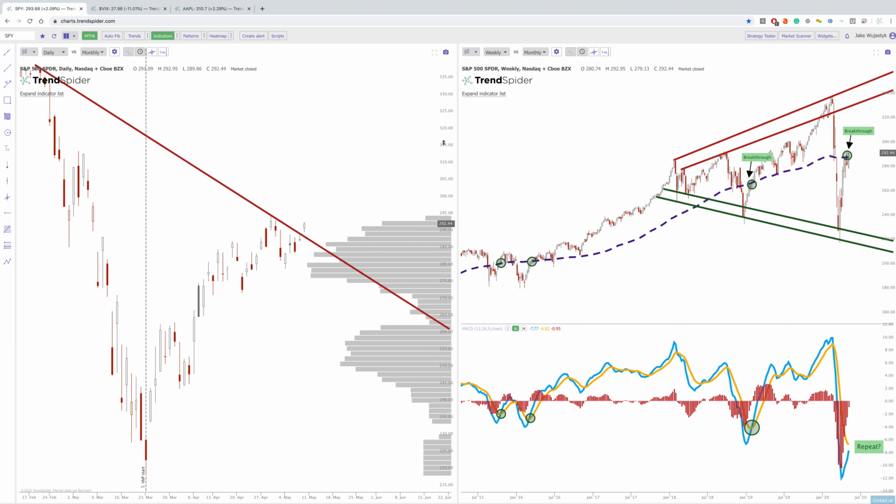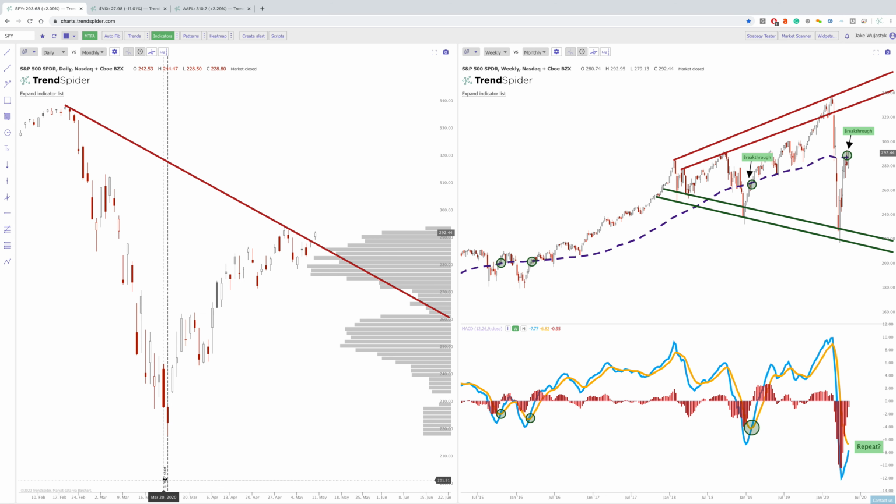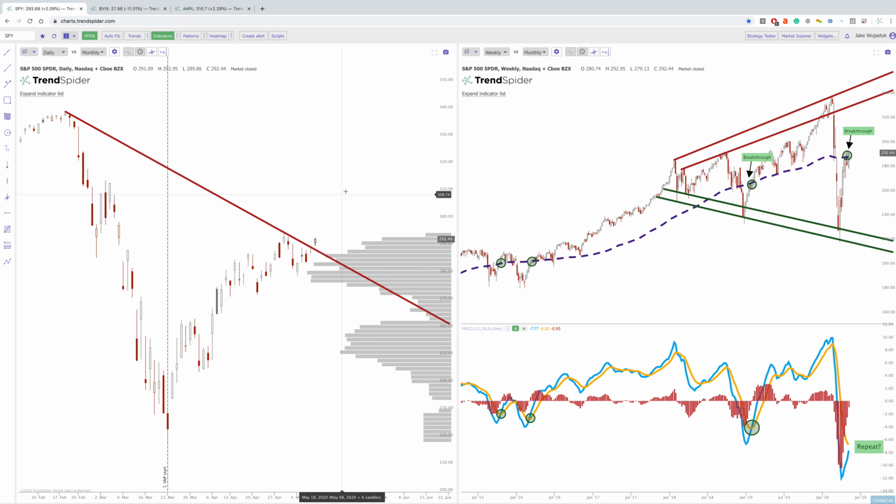This QQQ chart, remember, this is still SPY, but the QQQ chart definitely shows us that we were way behind here, almost like 3 or 4 days behind. So we'll go into that in a second.